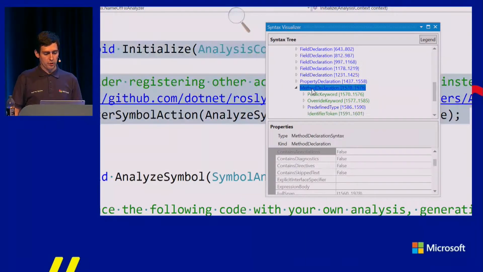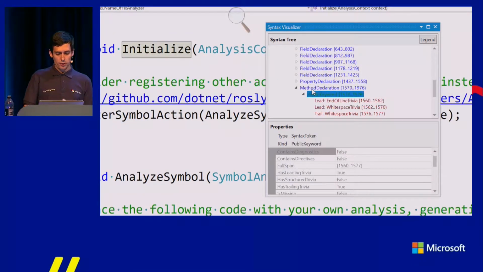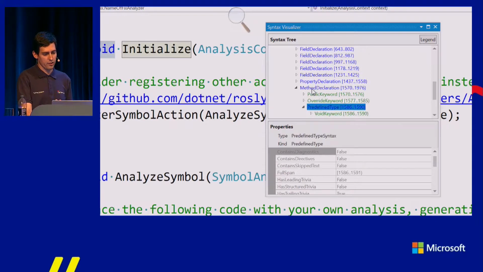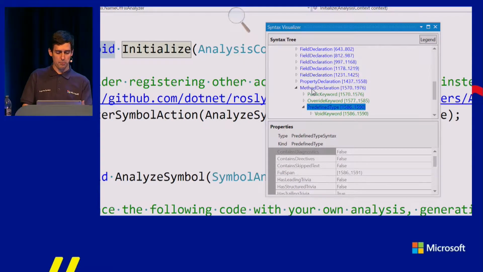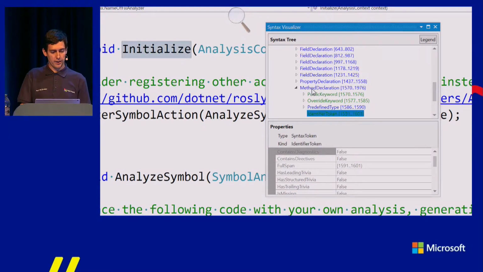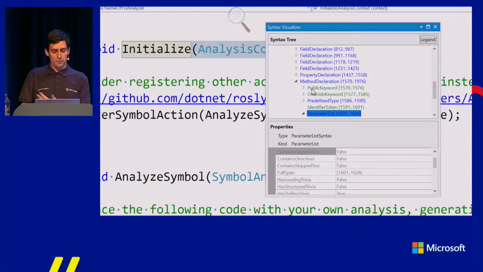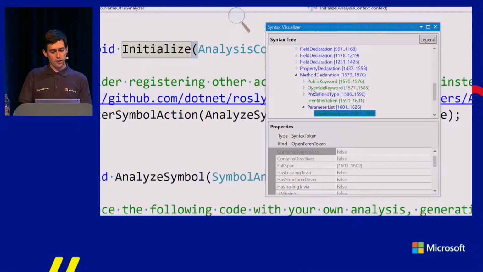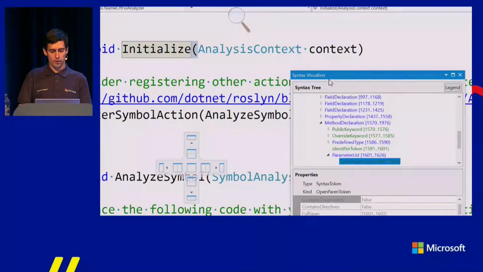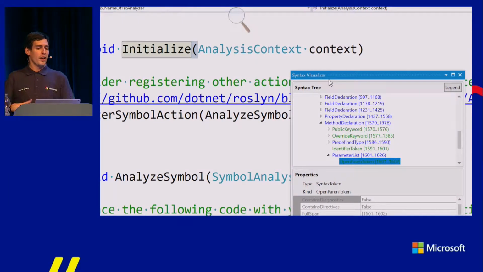And that thing is part of a method declaration. And so as I navigate here, you actually see all of those different parts of the syntax being highlighted. This is a predefined type void. The next thing is the identifier containing initialize. We have a parameter list now, which contains an open parenthesis and so forth. So what I'm doing here is kind of reverse engineering what the code looks like.